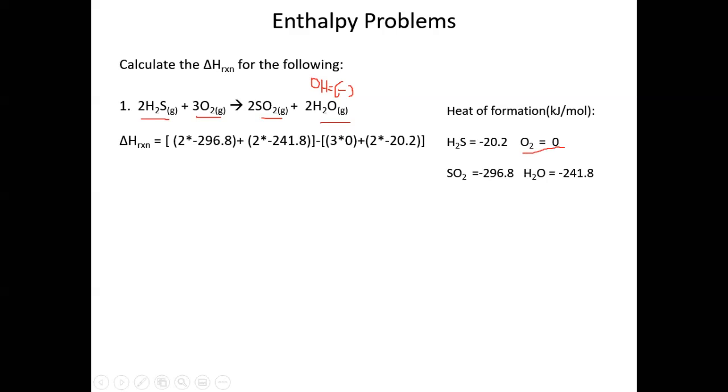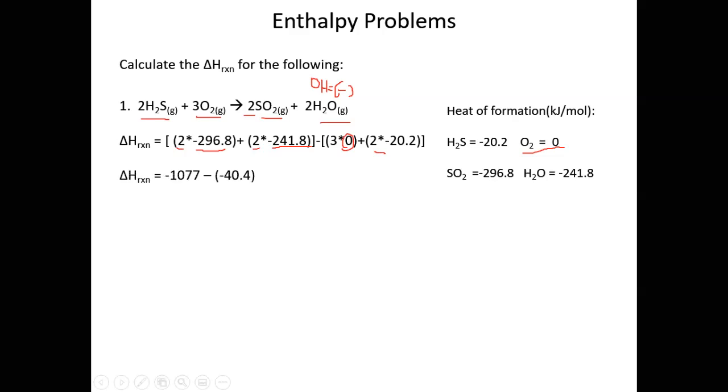Again, the coefficients are multiplied by the heat of formation. So 2 SO2, 2 is multiplied by the heat of formation. 2 moles of steam multiplied by the heat of formation. Again, oxygen is 0, and then H2S we multiply by 2. So again, a negative and a negative will make a positive. So negative 40.4 minus, they become positive. We get the delta H of reaction. And again, it's exothermic, just like we predicted, because it's a combustion reaction.